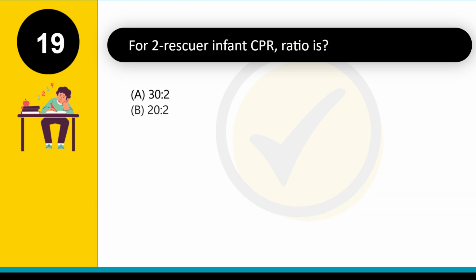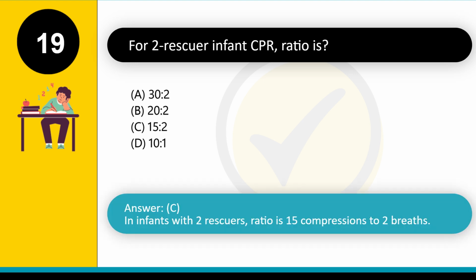For 2 rescuer infant CPR, ratio is? A. 30:2. B. 20:2. C. 15:2. D. 10:1. Answer, C. In infants with 2 rescuers, ratio is 15 compressions to 2 breaths.